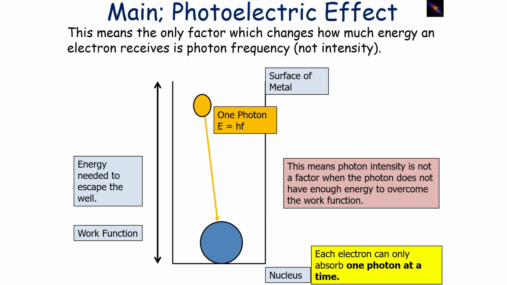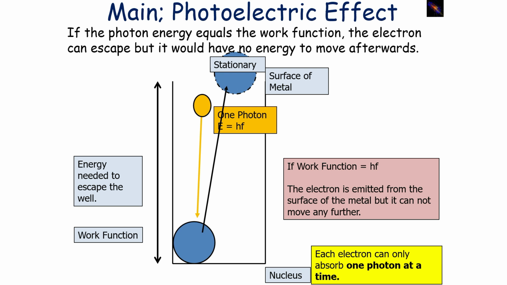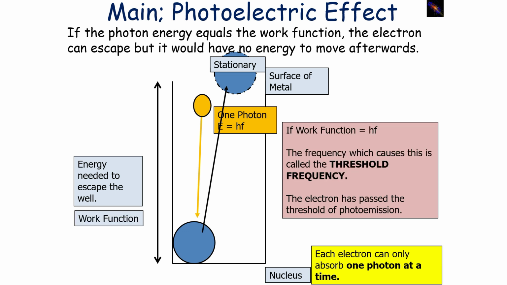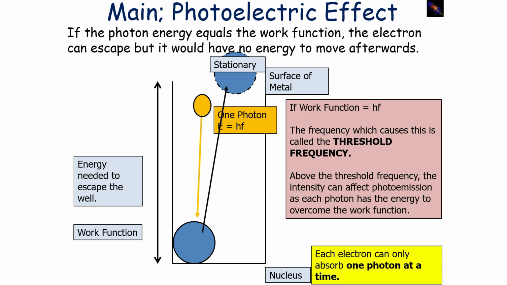This means, like we said before, photon intensity is not a factor when the photon does not have enough energy to overcome the work function. So if the work function is greater than the photon energy, hf, there's no electron emission. If the work function equals hf, the electron is emitted from the surface of the metal, but it can't move any further. The electron has passed the threshold of photoemission, so the frequency which brings enough energy for the photon to have the work function is called the threshold frequency. Below the threshold frequency, intensity does not affect photoemission.